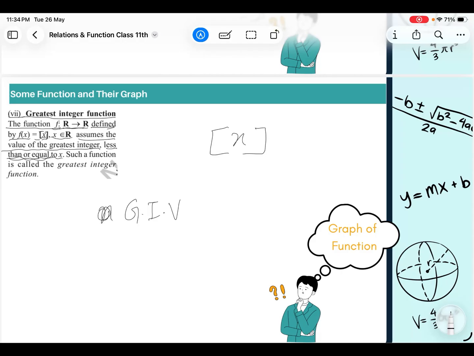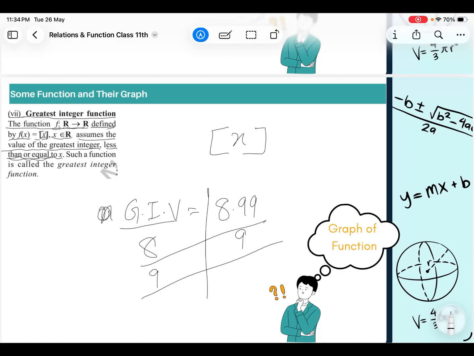And we have given 8.99, so the greatest integer value will be 8. If we have given 9, then it will be 9. Why? Because here it's written x belongs to R, assume the value of the greatest integer less than or equal to x. Whatever x we have given, the answer will be less than or equal to the given x, right? So this is all about this, nothing else we have to understand in this.